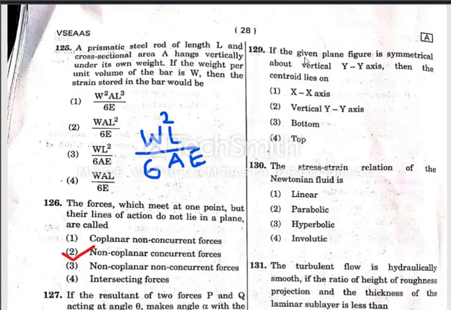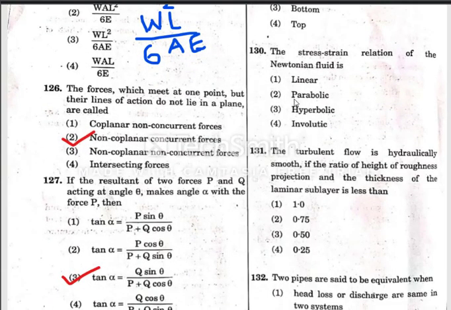And the next question, if the given plane figure is symmetrical about vertical y-y axis, then the centroid lies on vertical y-y axis. So option 2, vertical y-y axis, is the correct answer for this question.